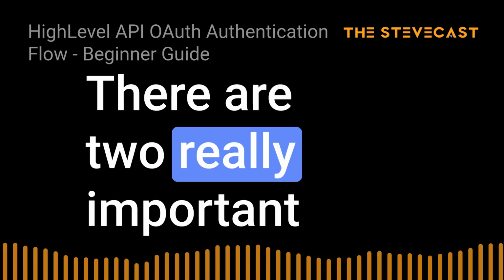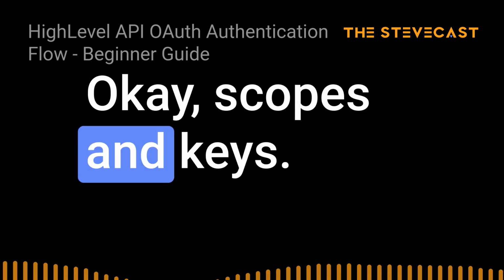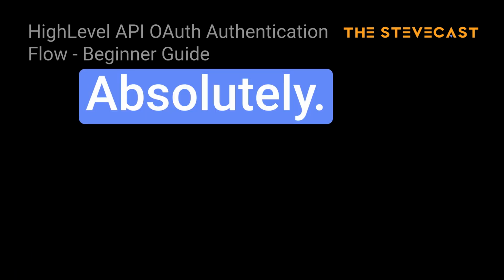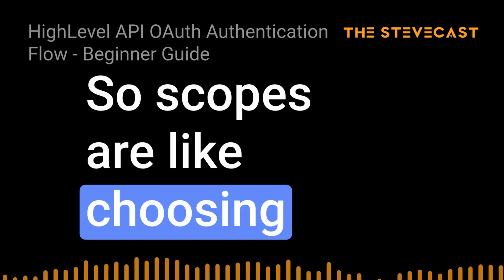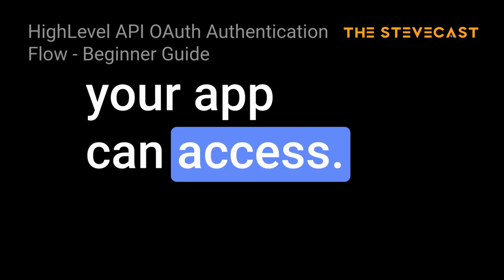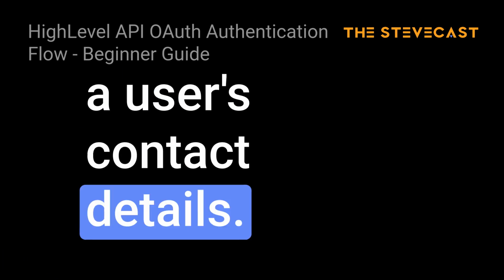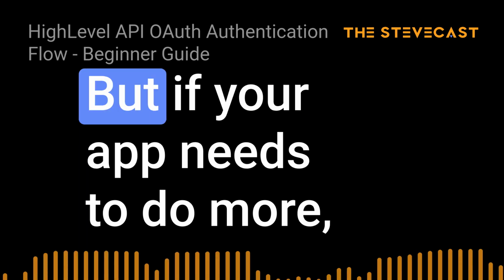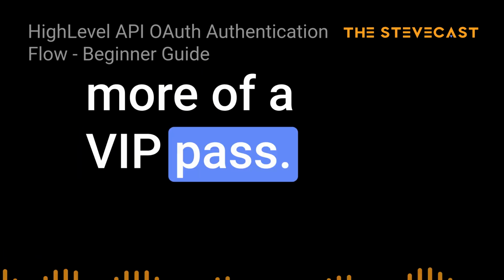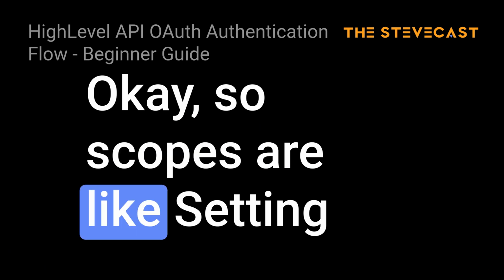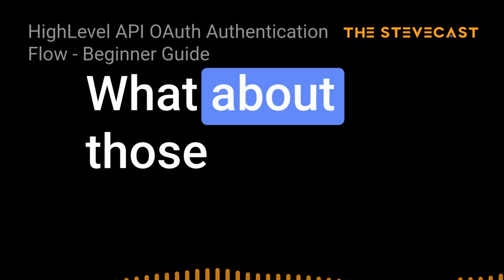Not quite. There are two really important things that you'll set up during registration, scopes and keys. Those sound pretty technical. Can you break those down for us? Absolutely. Let's start with scopes. Remember our club analogy? Scopes are like choosing which parts of the club your app can access. Maybe your app only needs to see basic information, such as a user's contact details. That would be like a general admission ticket. But if your app needs to do more, like send messages or access conversations, you'll need more of a VIP pass. So scopes are like setting permissions for our app, controlling what data it can see and what actions it can perform. What about those keys you mentioned?